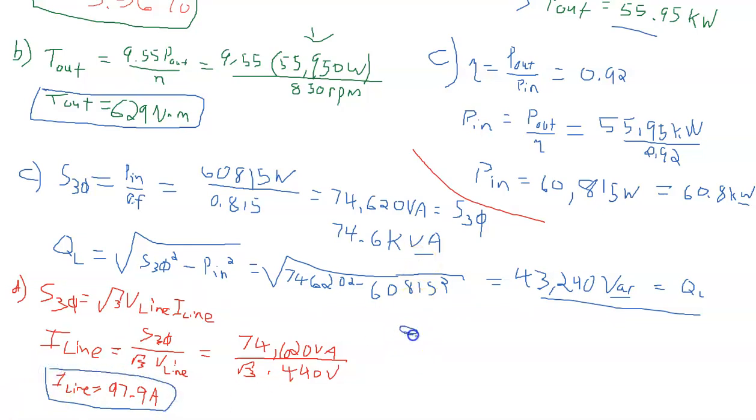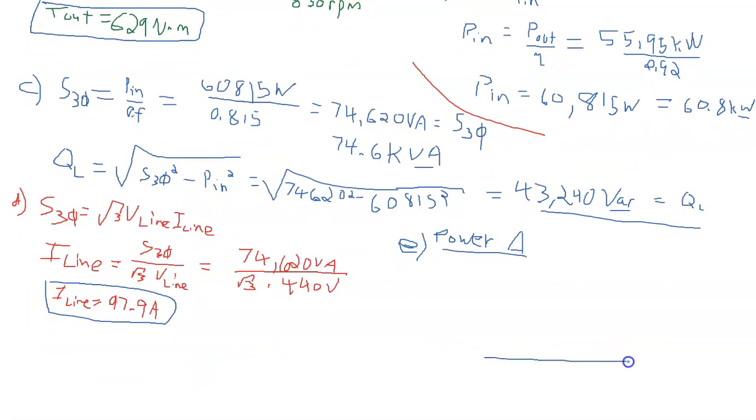Okay, so next is the power triangle. And we know this is an induction motor, so it's a lagging power triangle that we want to draw. And so it points up. Right? And we have down here P in on the horizontal, QL on the vertical, and on the hypotenuse then S3 phase, and down here theta.